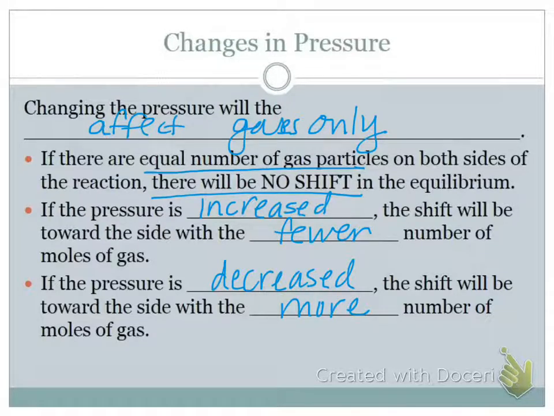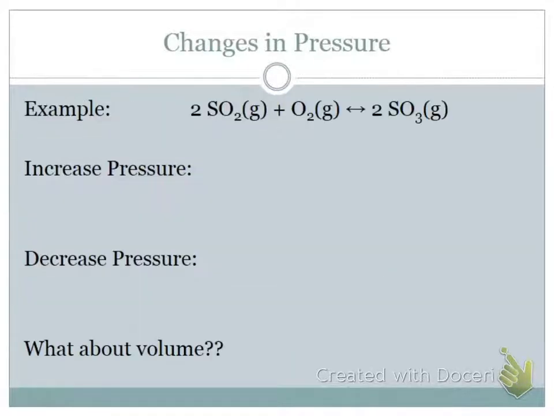And when I am looking at a balanced equation, how will I know how many moles of gas each side has? What would I look at? The coefficients. Very good. You would look at the coefficients. Alright, so let's look at some examples. Again, this is not something where you can say, if I increase it's always going to shift left, or it's always going to shift right. You have to look at the number of moles of gas.